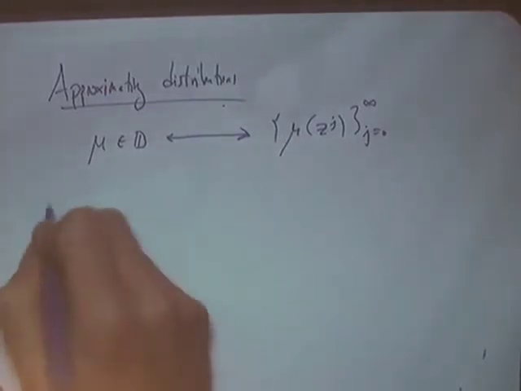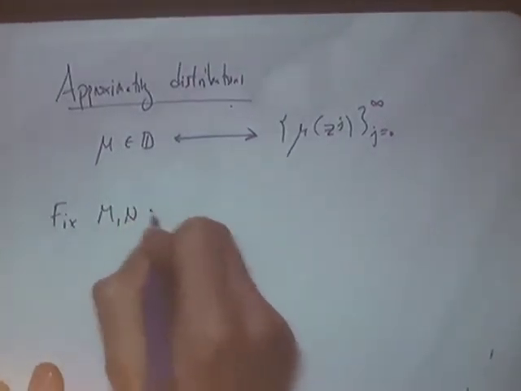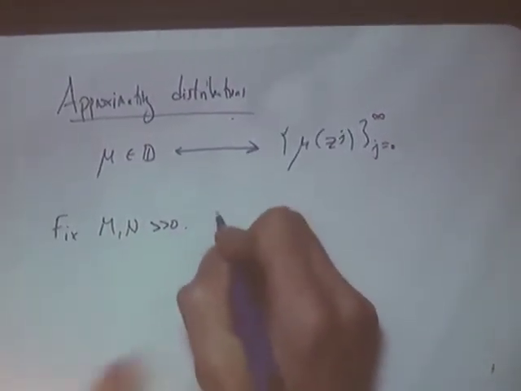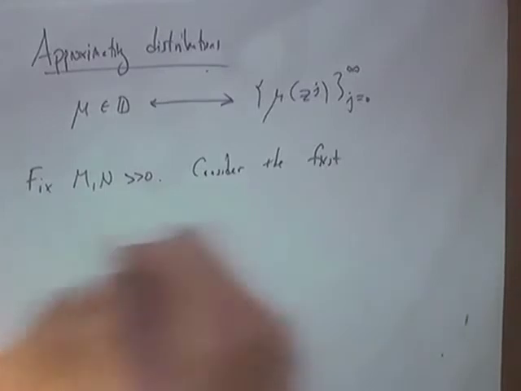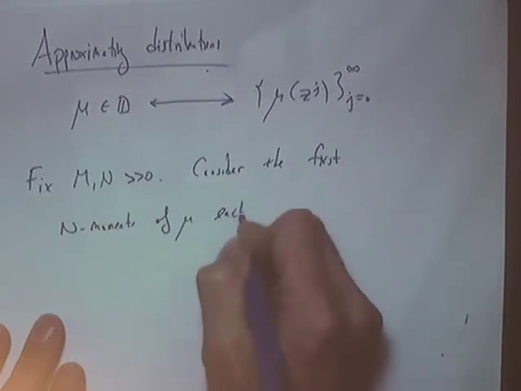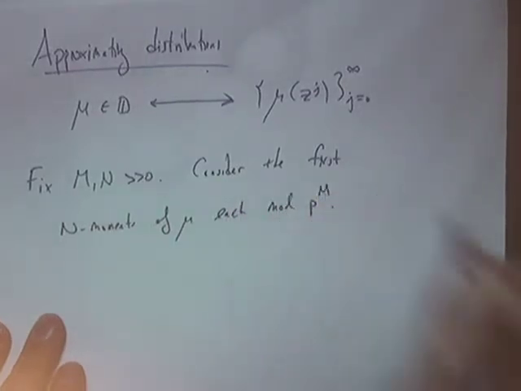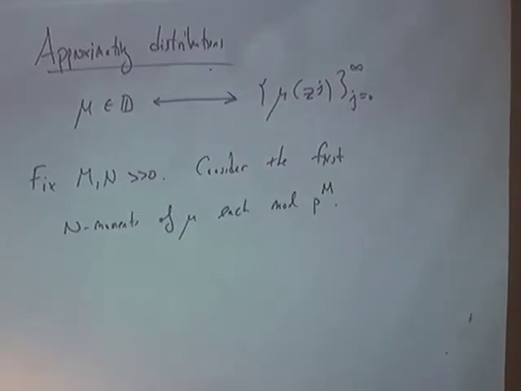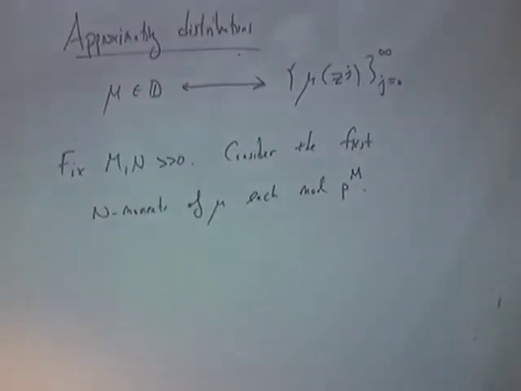So fix integers m and n, some big integers, and consider the first n moments of mu, each mod p to the n. That's fine. If you do that over all m and n, then you can completely recover mu. If for every m and every n you know the first m moments mod p to the n, well then just take more and more moments and get more and more accuracy. So that's fine in sort of storing distributions.